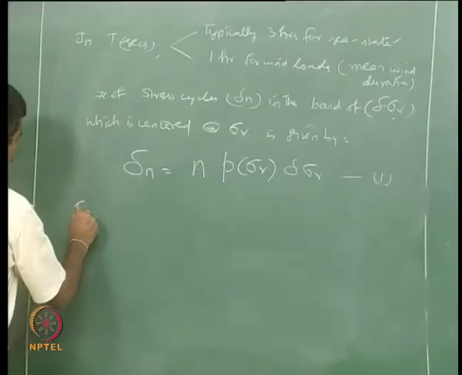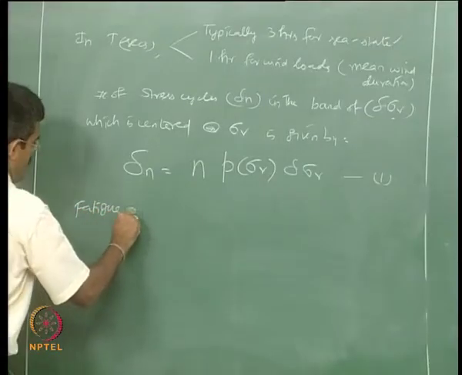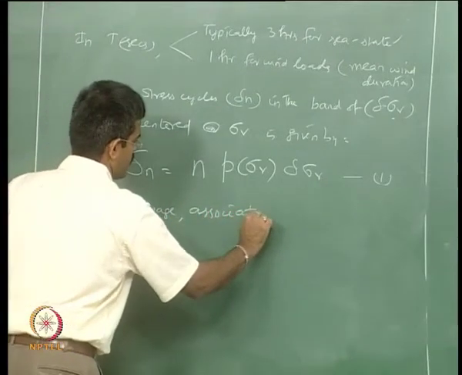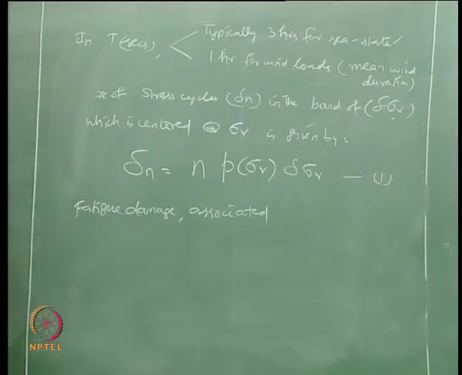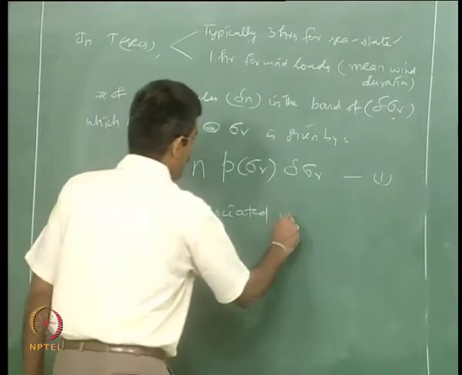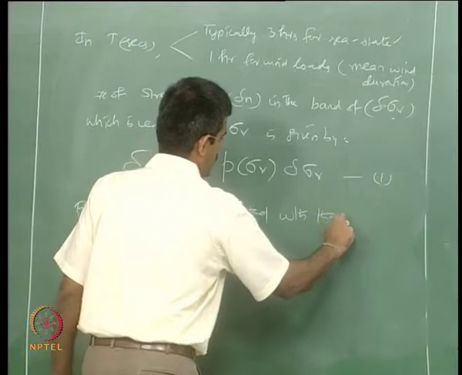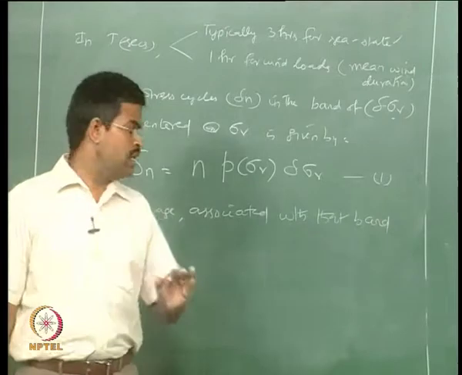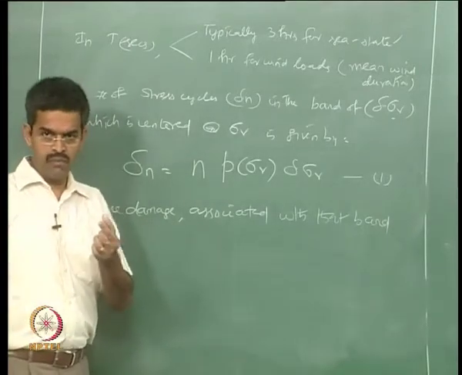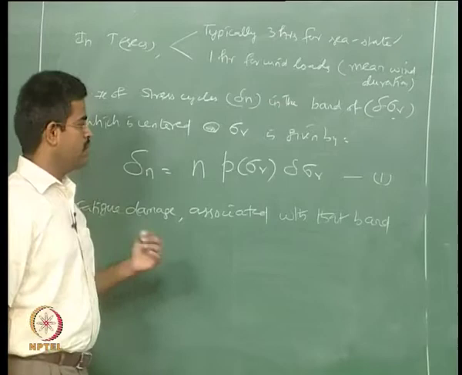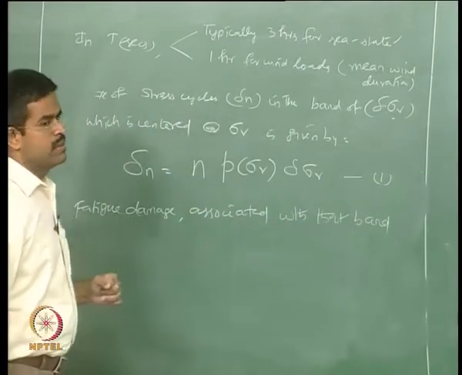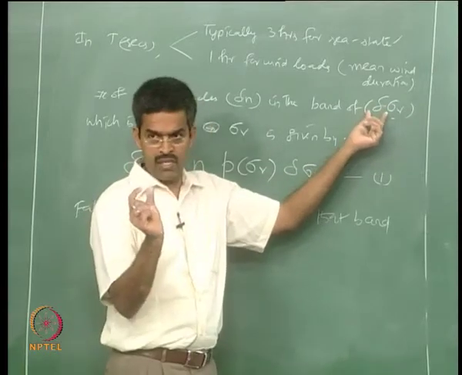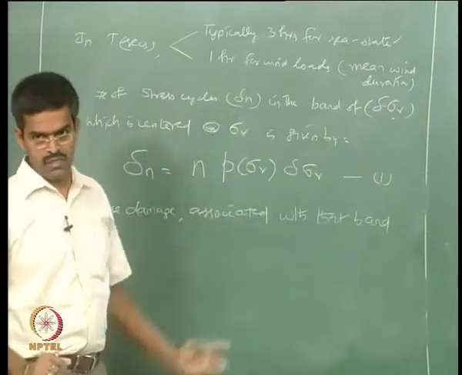Now, the fatigue damage associated with that band of stress cycle, because even in rain flow counting we tried to find out the damage for each range. Here, instead of saying range we are saying band, that is delta sigma r, a small band of stress range. We are discussing this for a narrow band.